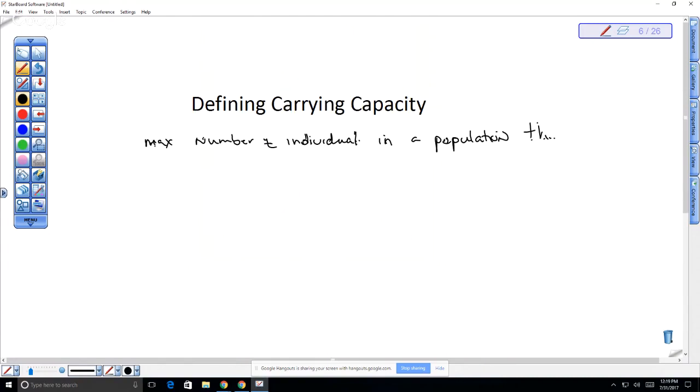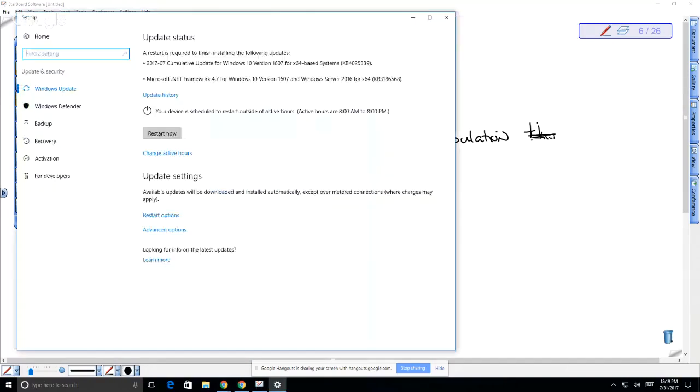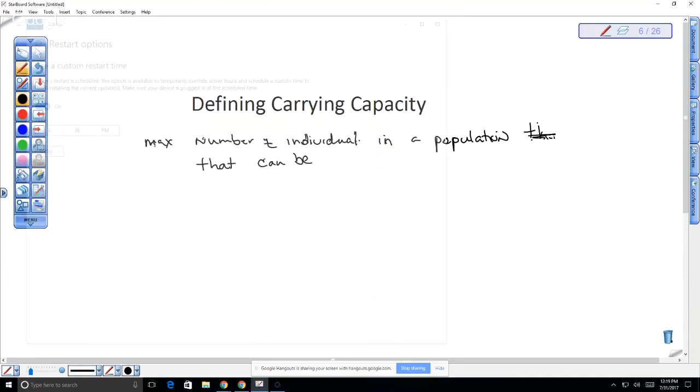Oops. Oh dear. Let's start down here. I might need to select that message and restart options. We'll just do off. We don't want the computer turning off on me.